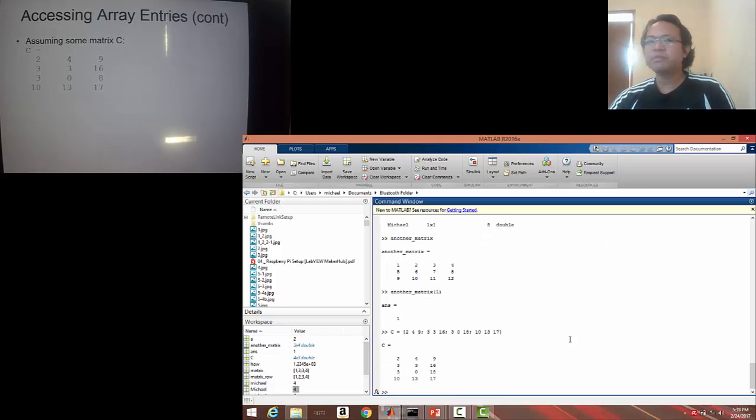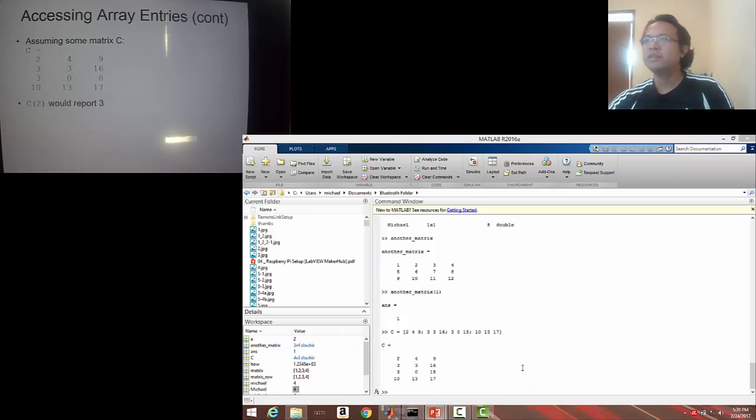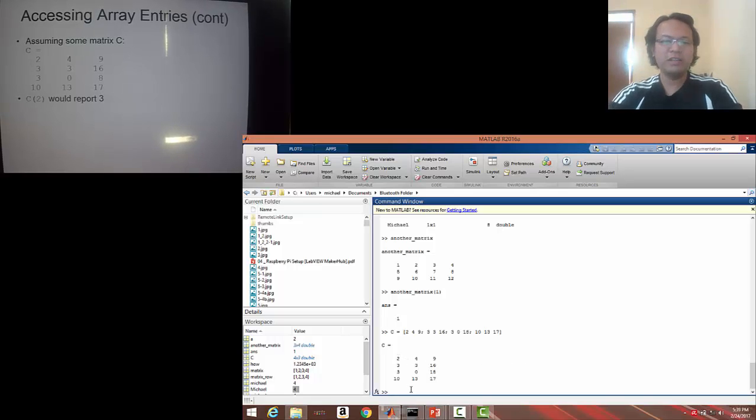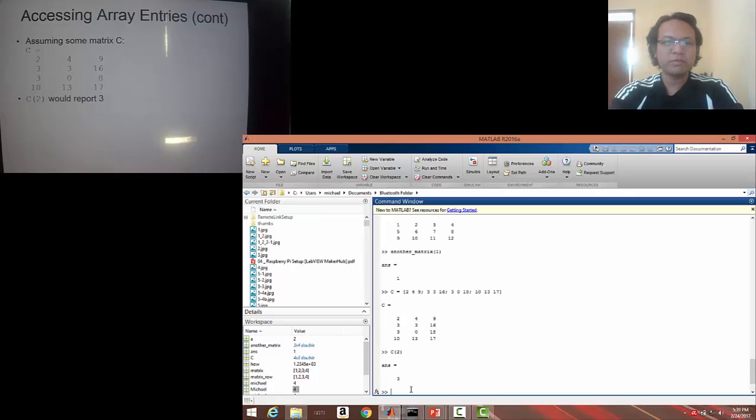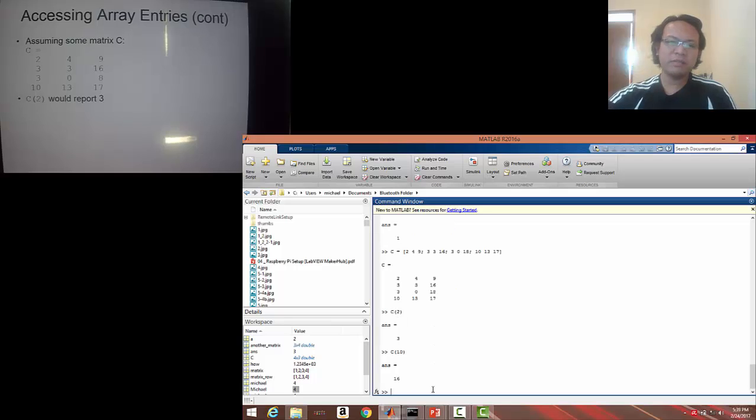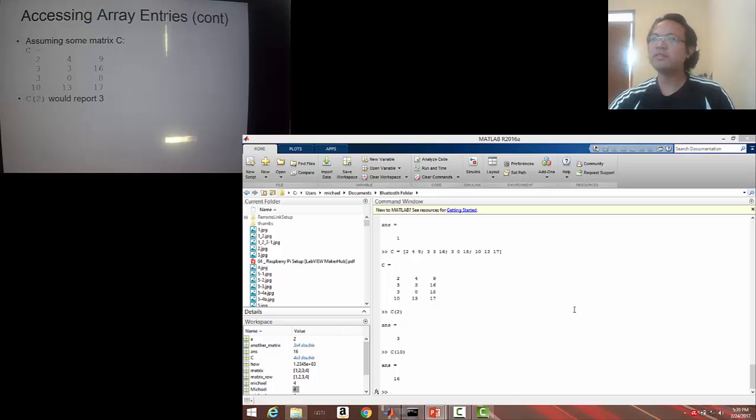Here. So if you say I want C2, would it report 3, is that correct? So 1, 2. Okay, let's do that. C2, that's equal to 3. Okay? So if you say C10, what is C10? 1, 2, 3, 4, 5, 6, 7, 8, 9, 10. C10 is equal to 16. That's it. C4 would report 10.